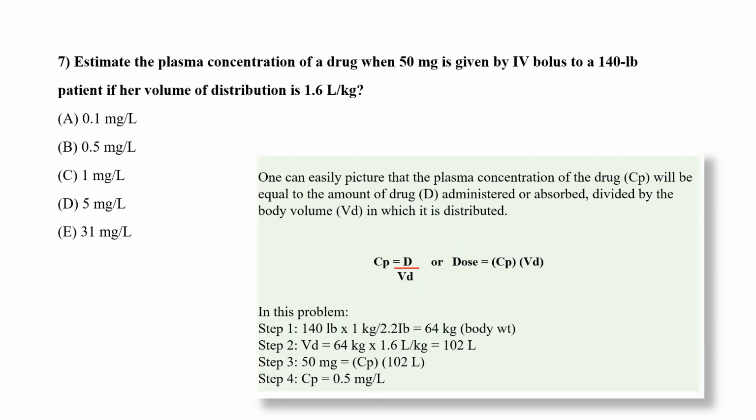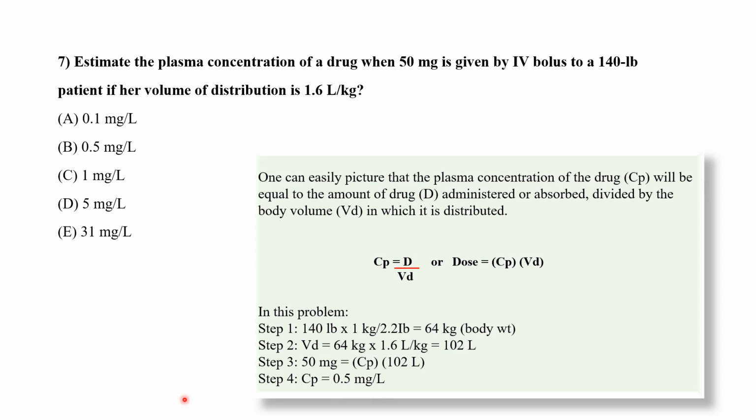Next question. Estimate the plasma concentration of a drug when 50 milligram is given by intravenous bolus to a 140-pound patient if her volume of distribution is 1.6 liter per kilogram. Okay, so in this question we need to calculate the plasma concentration of the drug. What data are given? The drug dose is 50 milligram, the weight is given in pounds, that is 140 pounds, and the volume of distribution is 1.6 liter per kilogram.